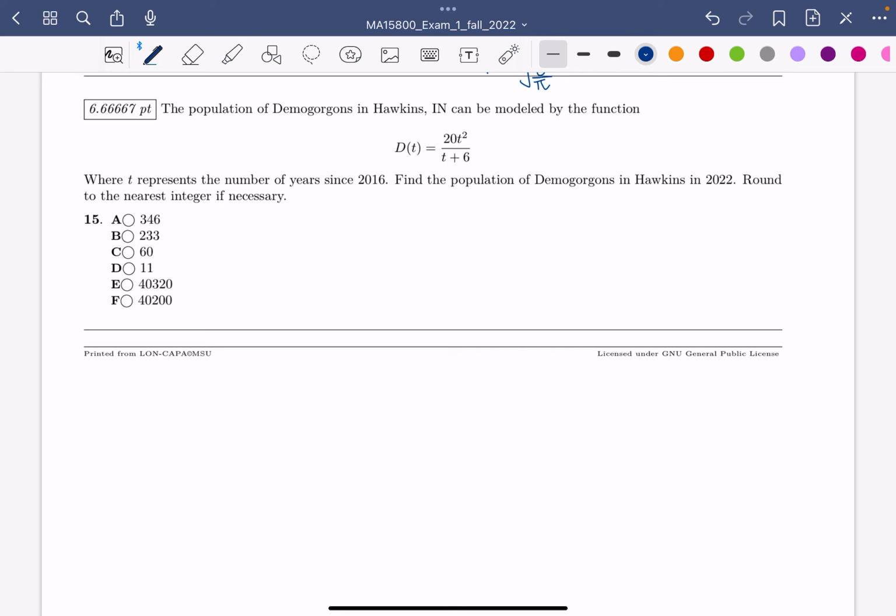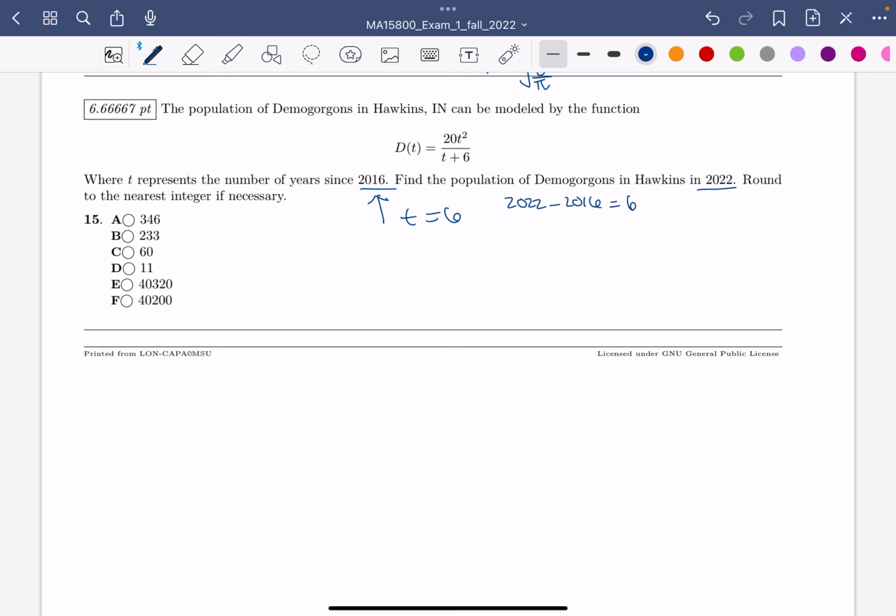So, with this question, we need to basically find the amount of Demogorgons in 2022. So if we look at this, right, we can't just plug in 2022. It's saying the amount of years since 2016. The amount of years in 2022 is 6 years after 2016, so our t equals 6. Again, that's 2022 minus 2016 equals 6.